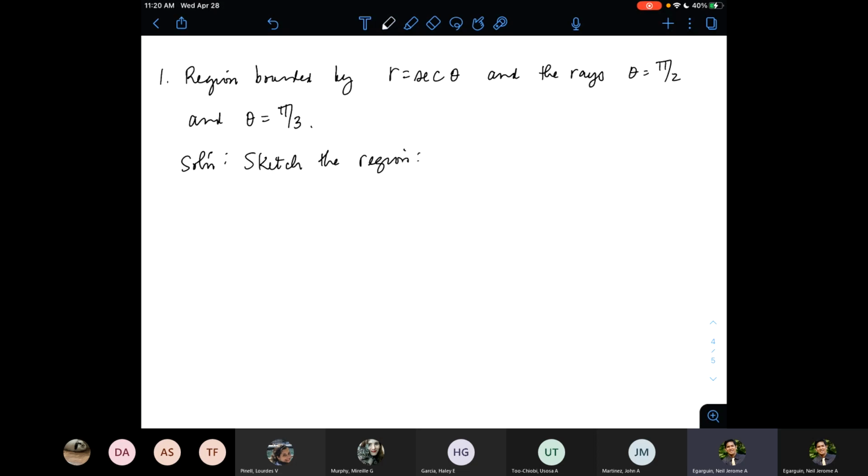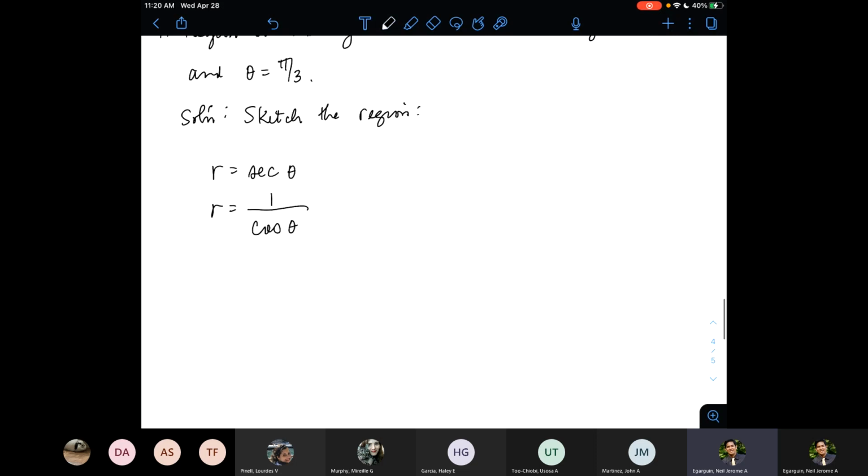Okay, if you forgot, you can just do a quick conversion. Remember that r equals secant theta can be written as r equals 1 over cosine theta, right? And then you multiply both sides by cosine theta, we get r cosine theta equals 1. And from our conversions, r cosine theta is just x. So we just have x equals 1. So the graph of r equals secant theta is simply a vertical line through x equals 1.